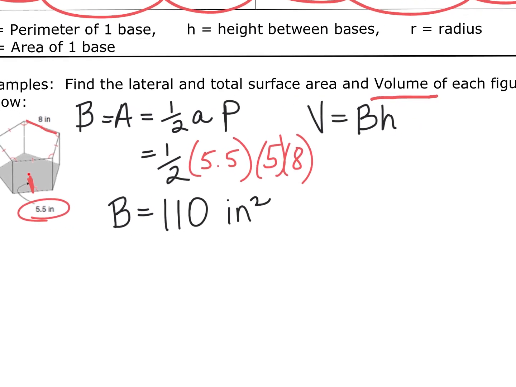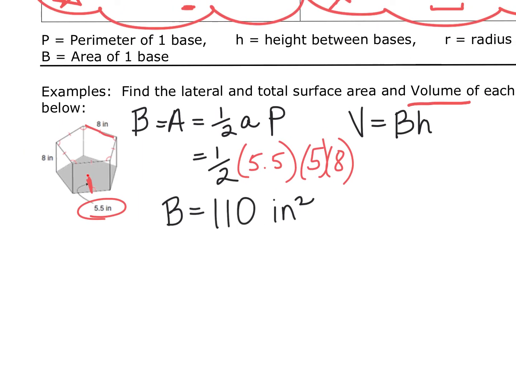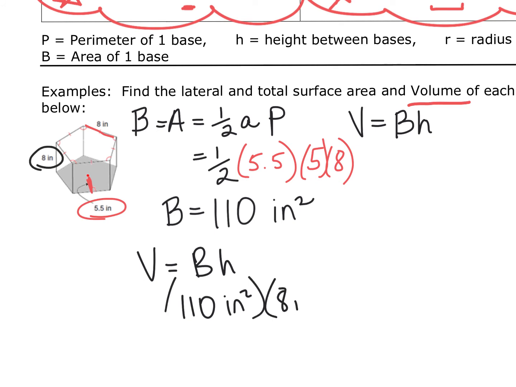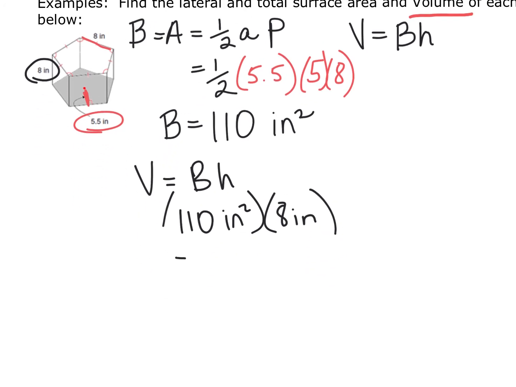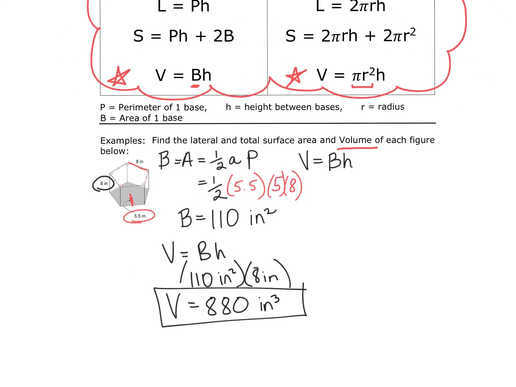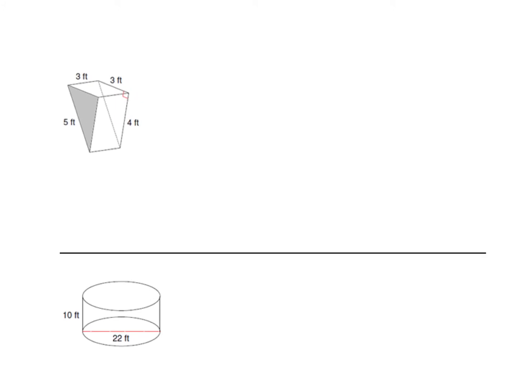All right, so we're going to substitute that number into our volume formula. So the volume is base area times height. So we have 110 inches squared times the height, which is 8 inches. All right, so we're going to have 880 cubic inches of volume. Okay, let's do another example.